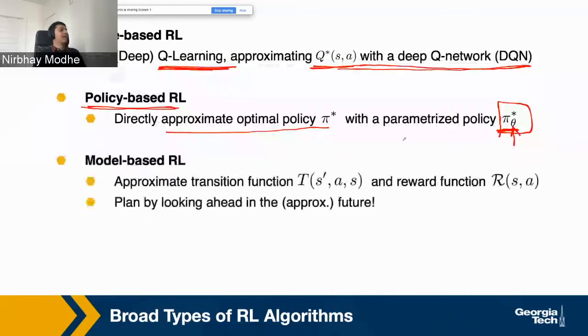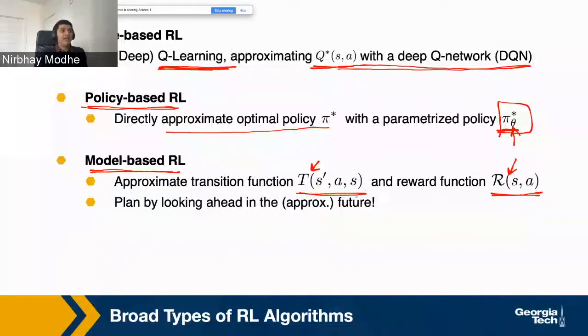And the third type of RL is model-based RL. This is not something we're going to look at in detail in this course, but basically what this tries to do is that we're going to have some approximation of the transition function as well as the reward function. So we're going to basically learn to approximate these quantities from the data we gather from the environment. So from S prime examples, we're going to try to fit a transition function, and we're going to try to fit a reward function.